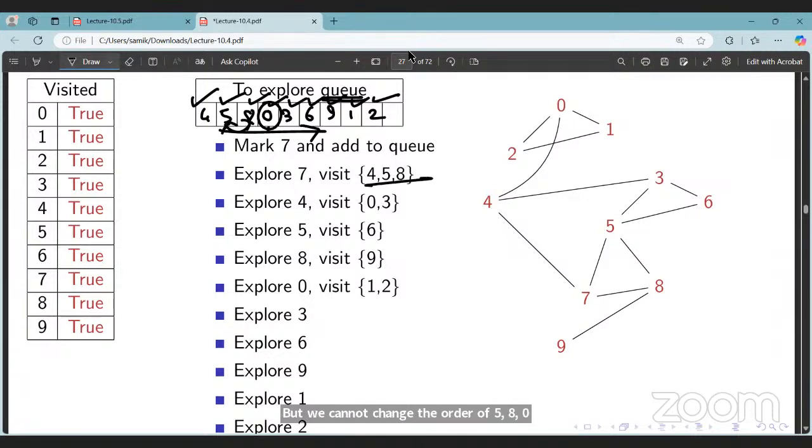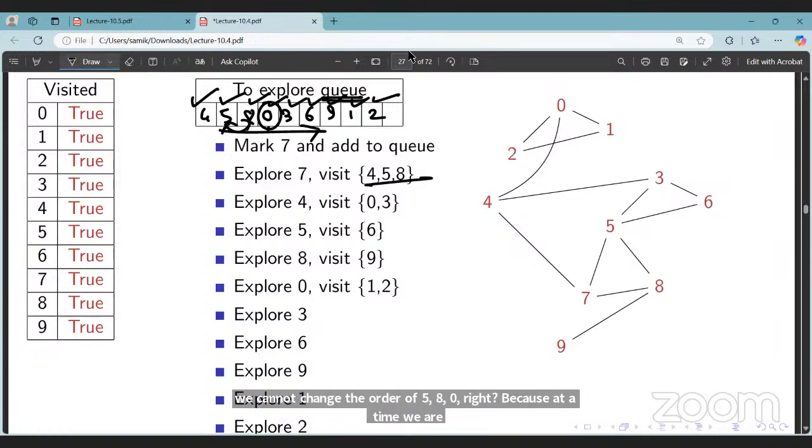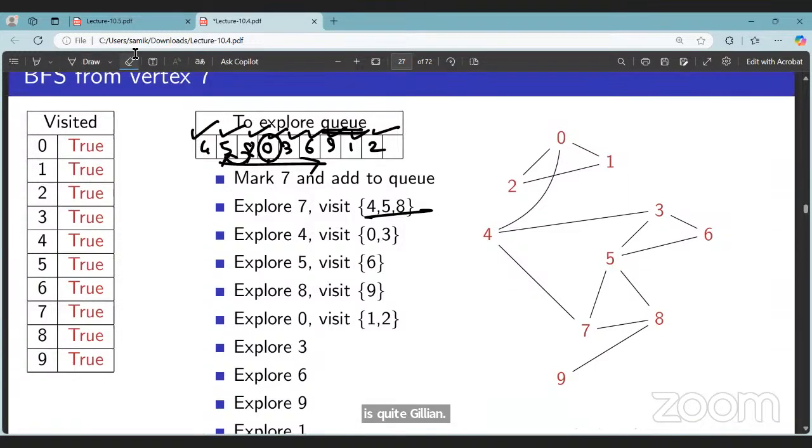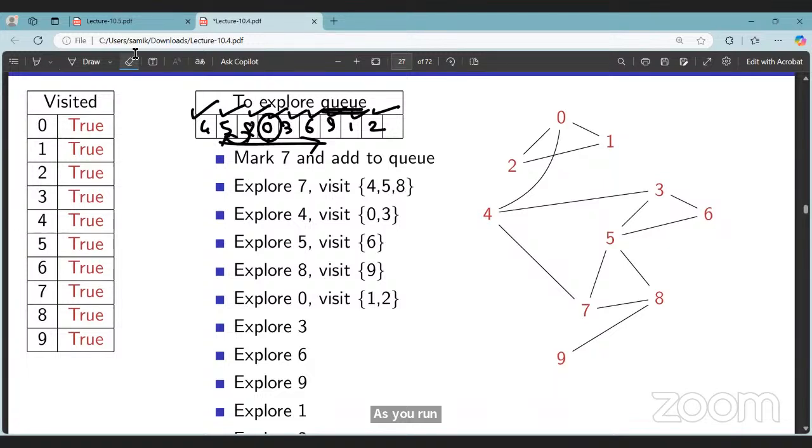Because we are visiting each and every point as a sequence, and we are incrementing that. It's quite like Boolean algebra, something like that you can think. But this is the typical BFS method, the standard BFS process.